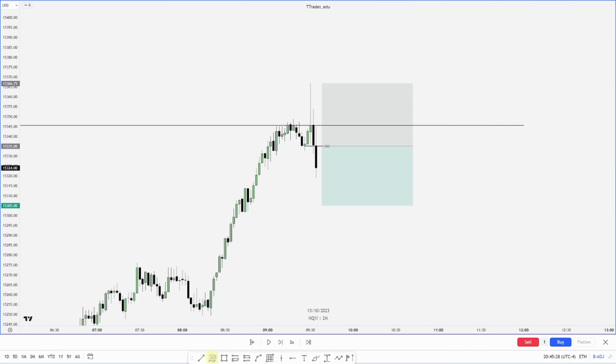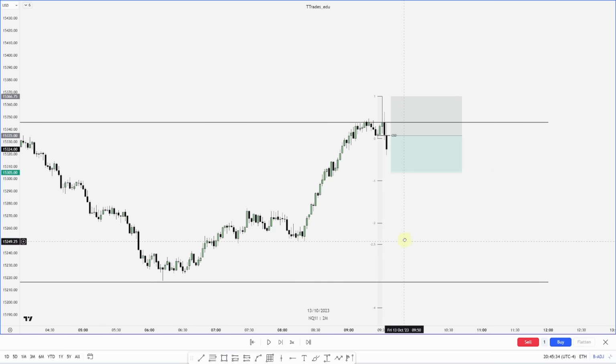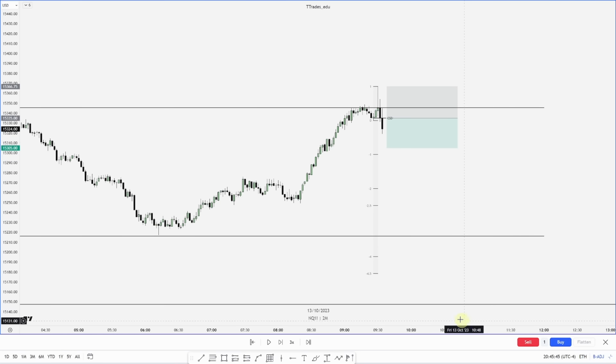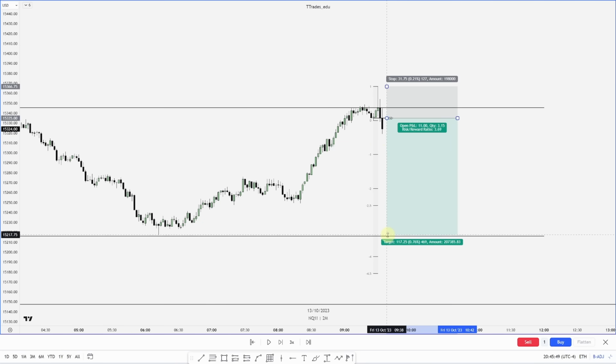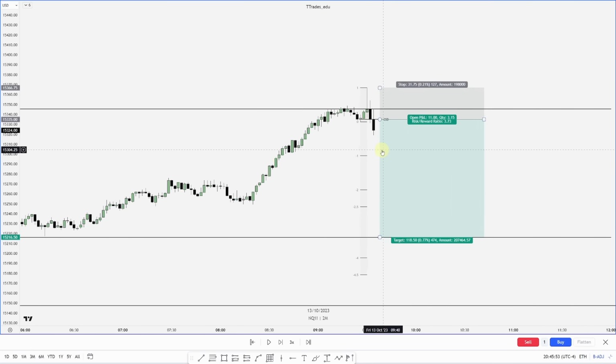Now what can I do for targets? Well, I can also project off this manipulation leg here, and let's go ahead and zoom back out. Now, ideally, I'm looking for targets in the -2 to -2.5, which we have some equal lows there. We have equal lows, as well as the -4 to -4.5 there, but we also have our hourly target here. I'm going to go ahead and put my target just on these equal lows here, but we'll see how these areas react. So let's go ahead and zoom back in.